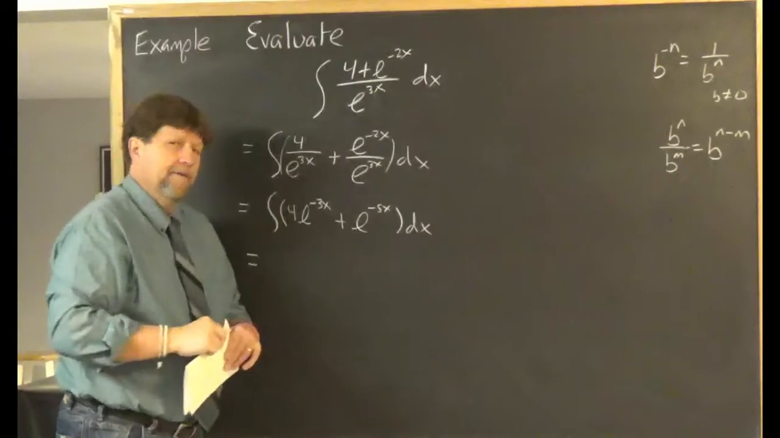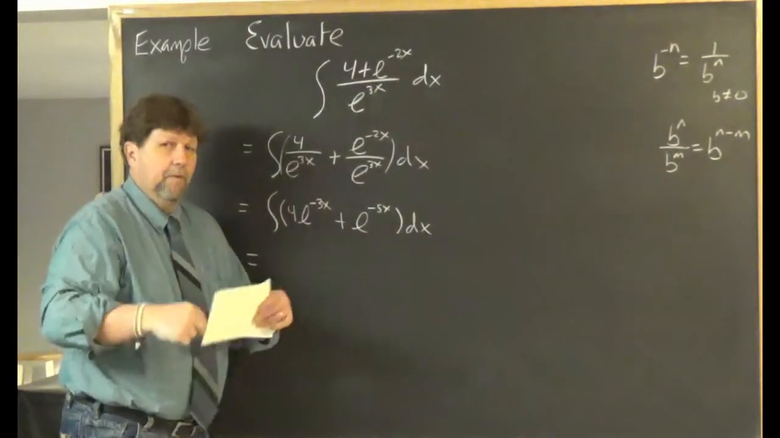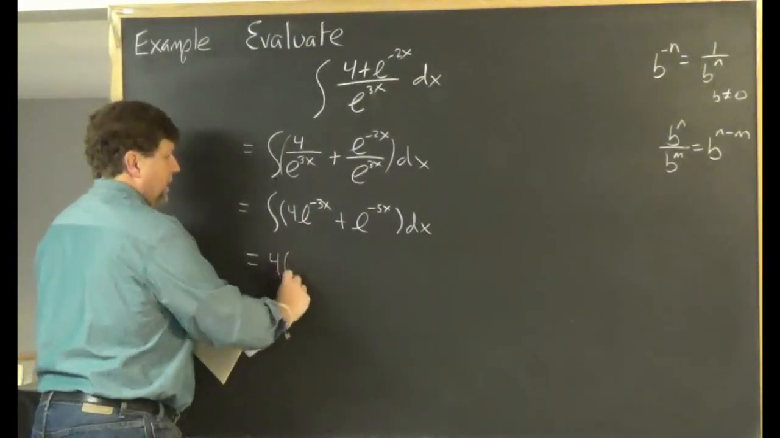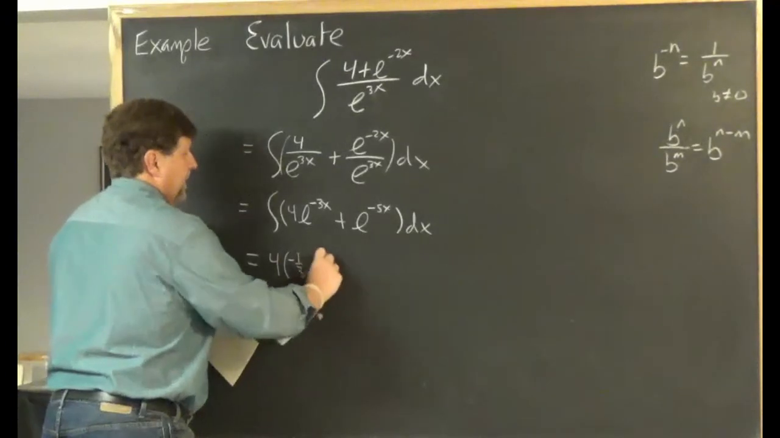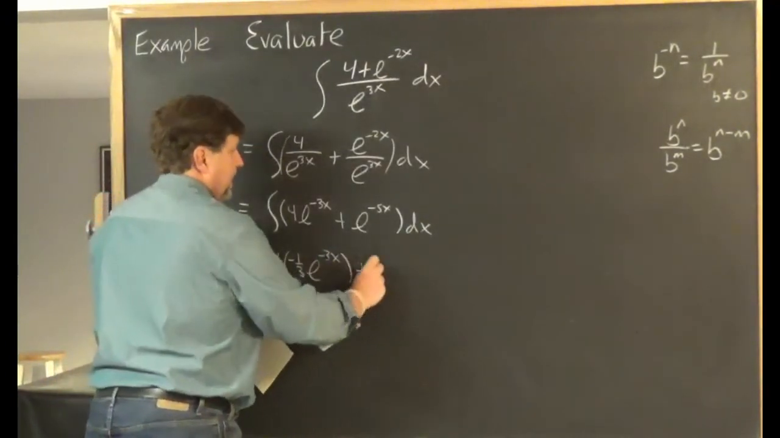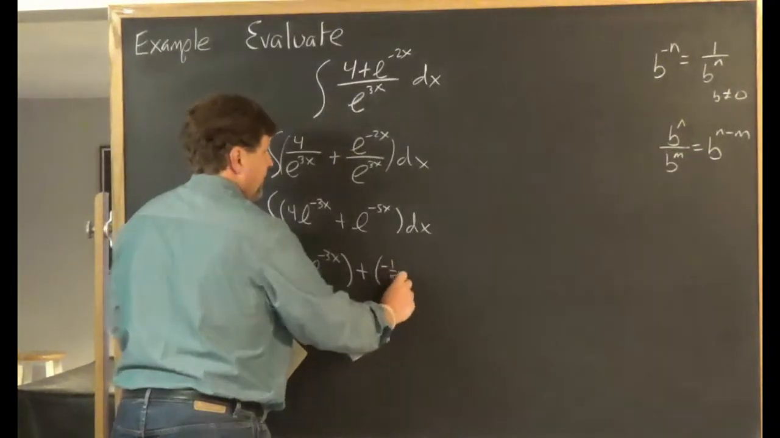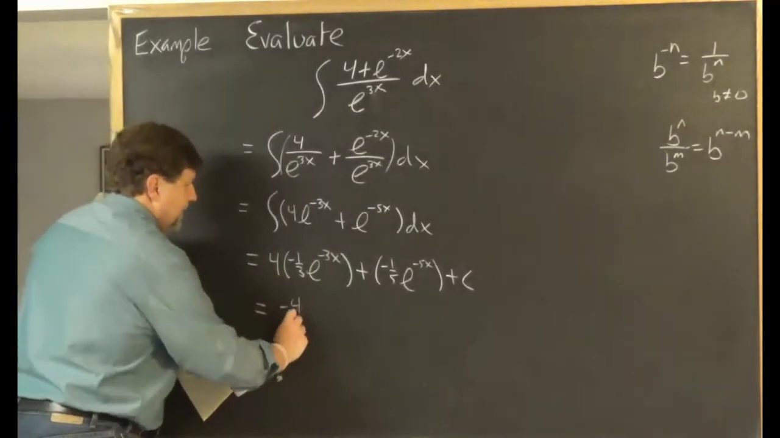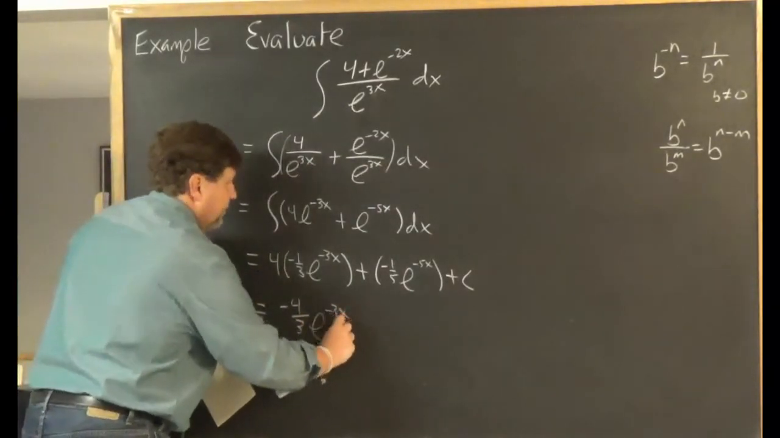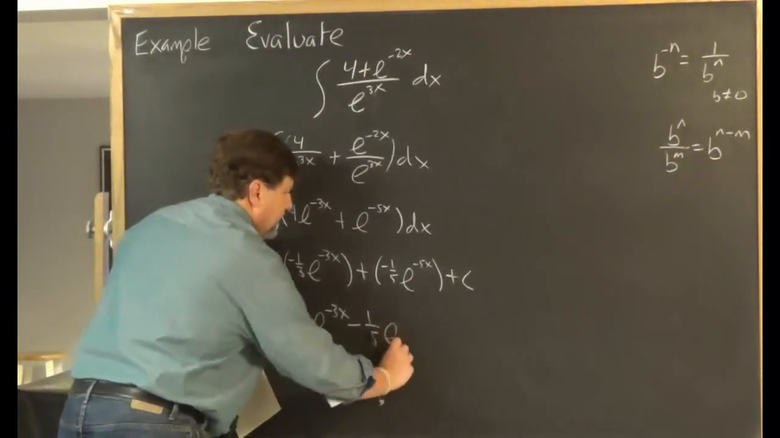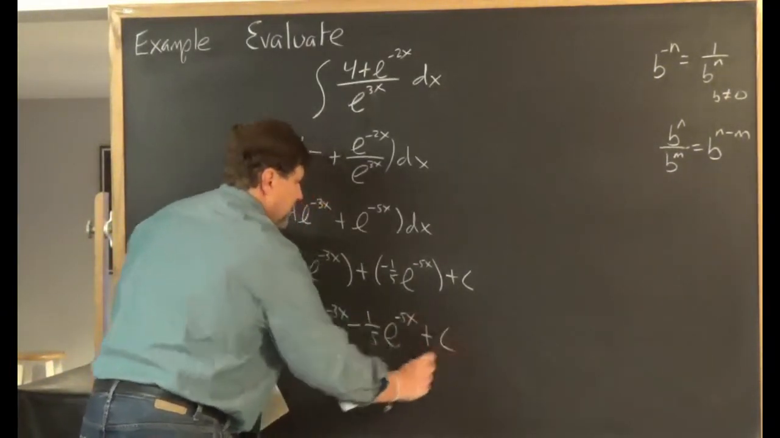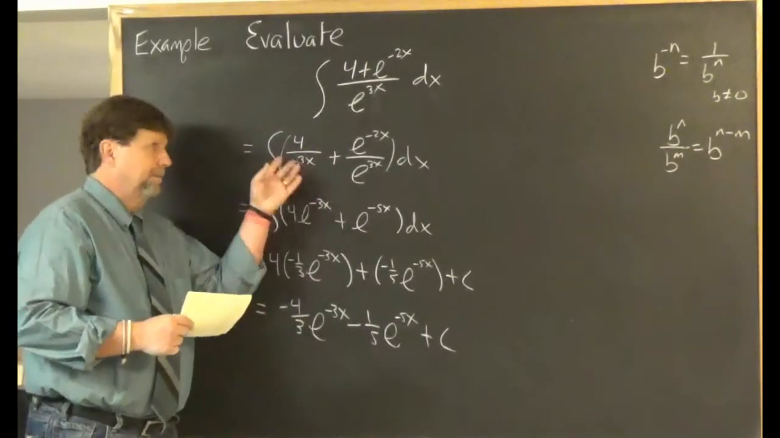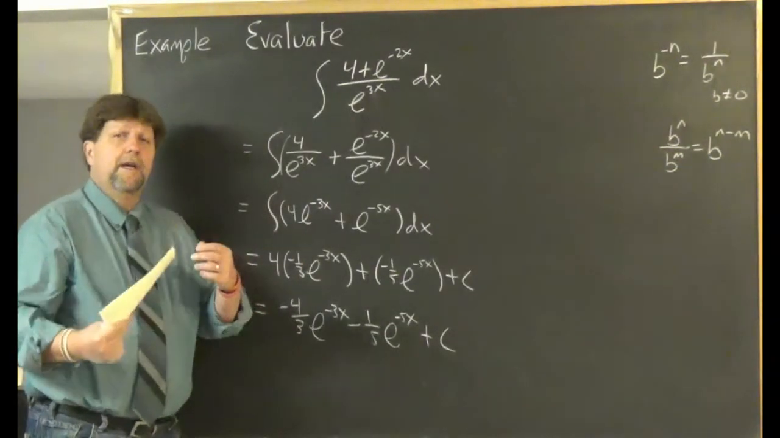I can get this antiderivative now in one step, something that we reviewed at one of the earlier slides. The antiderivative of this term here is 4 times negative 1/3 e to the negative 3x. Here it's negative 1/5 e to the negative 5x. So my final answer is negative 4/3 e to the negative 3x minus 1/5 e to the negative 5x plus c. So just some basic algebra helped me do this problem.